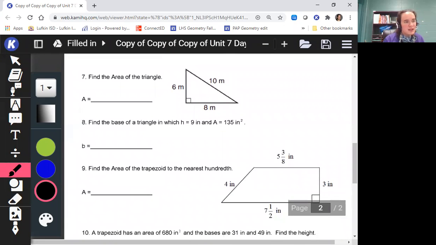Next up, we're looking to find the area of a triangle. Remember, the formula for area of a triangle is base times height divided by 2. Our base here is 8. Our height here is 6. So we plug in. So our base of 8 times our height of 6 divided by 2. And that gets us 24 meters squared.